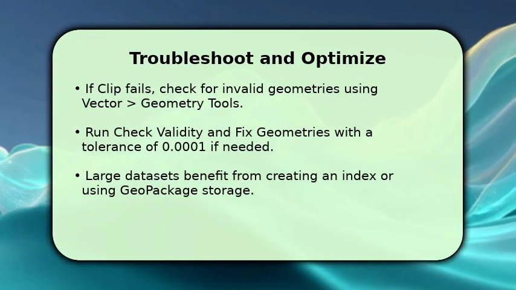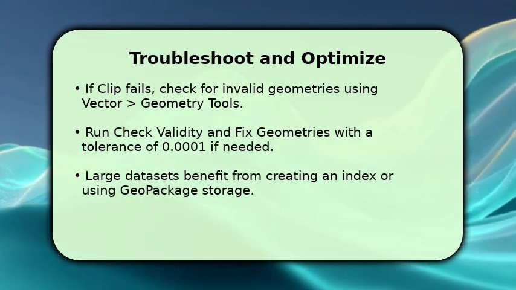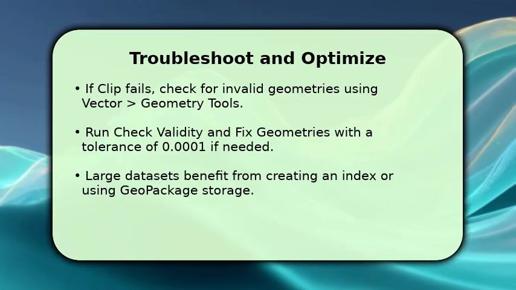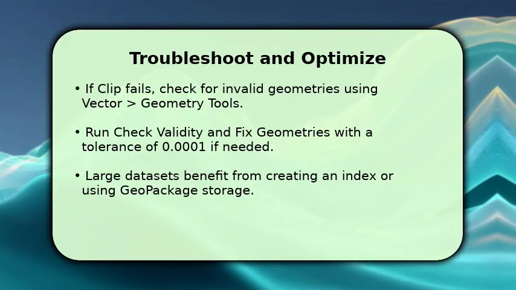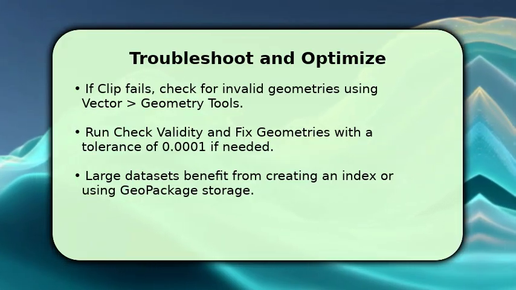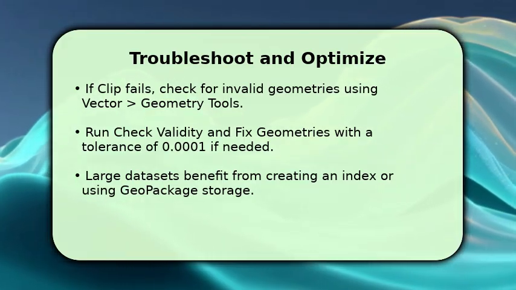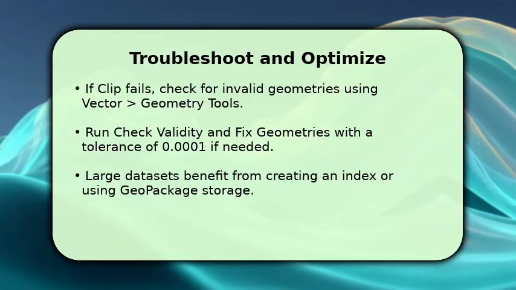If clip fails, check for invalid geometries using vector geometry tools. Run check validity and fix geometries with a tolerance of 0.0001 if needed. Large datasets benefit from creating an index or using Spatialite or GeoPackage storage.